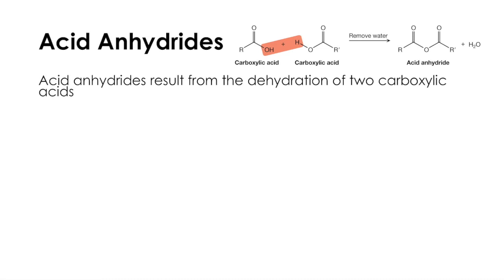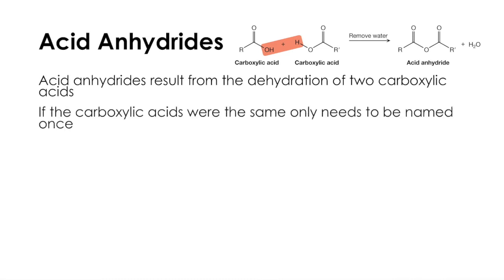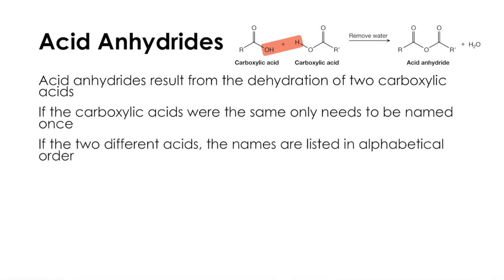And so in the case where the two carboxylic acids are the same and they're combined, you actually just need to use their name once when you're naming the anhydride molecule. But if you're combining two different carboxylic acids, then the names just come from both of the original carboxylic acids, and you just name them in alphabetical order in the name. And then finally, the suffix that we use is oic from the carboxylic acid anhydride.